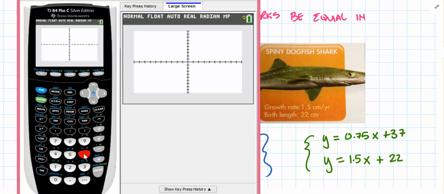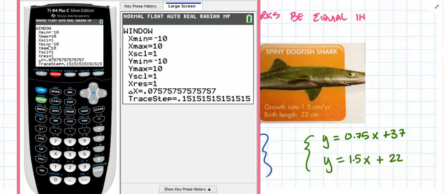Notice that we see this little line over here. So we need to adjust the window, because we can't see where these meet. So let's go to window. Since x is representing my age in years, I don't care about anything below 0. So I'll go 0, and I'm betting this is going to take at least 30 years to happen. So I'm going to go up to 40, and I'm going to go by a scale of 10.